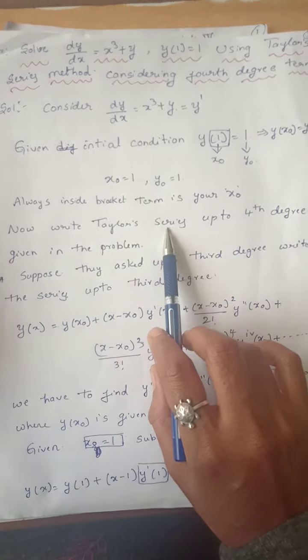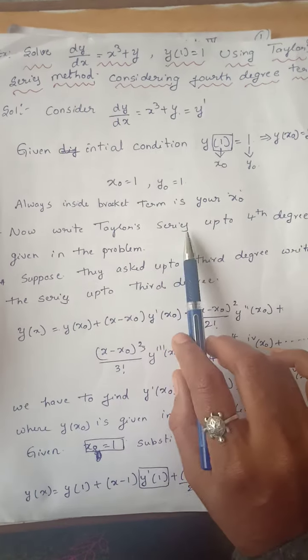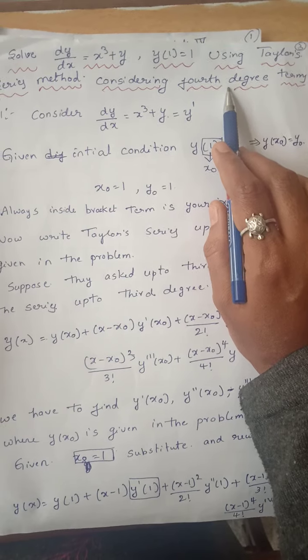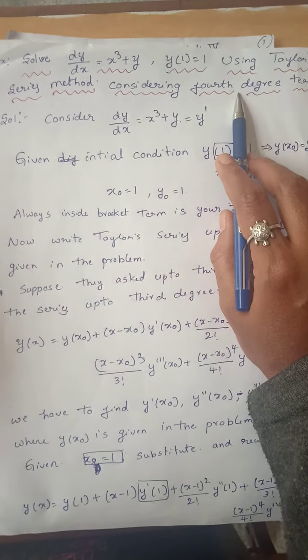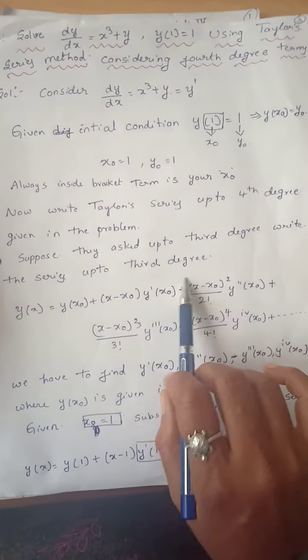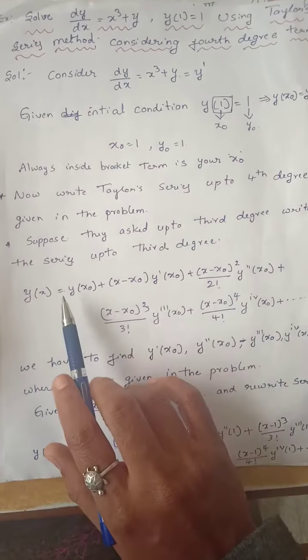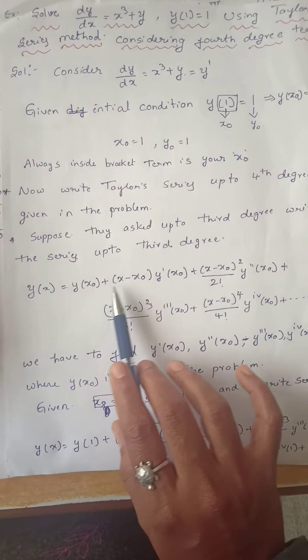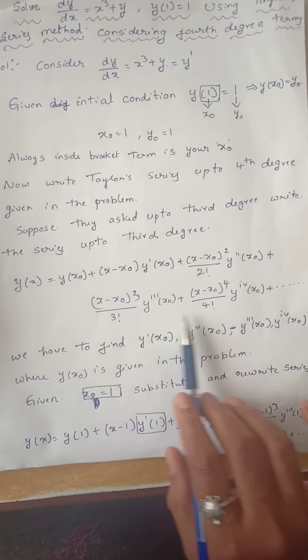Now write this Taylor series up to 4th degree, because they asked up to 4th degree. So depending on the problem you have to take the series. Suppose they asked up to 3rd degree, write the series up to 3rd degree. Here I have written the series up to 4th degree. So this is the series I have written up to 4th degree.